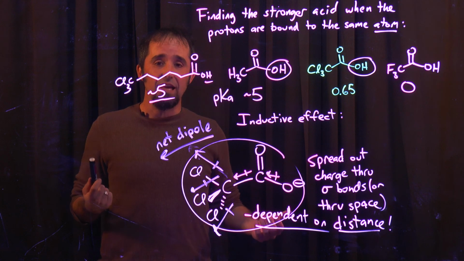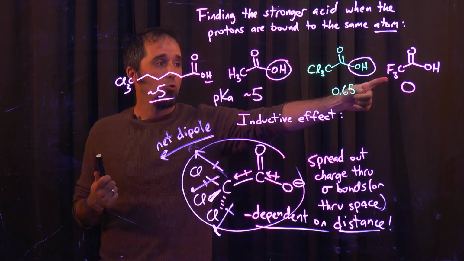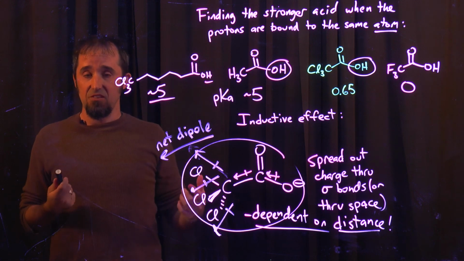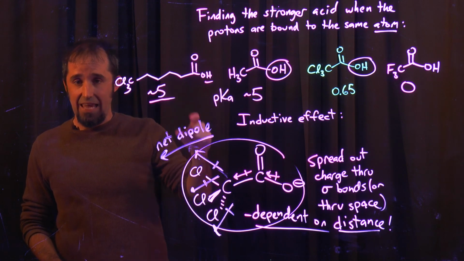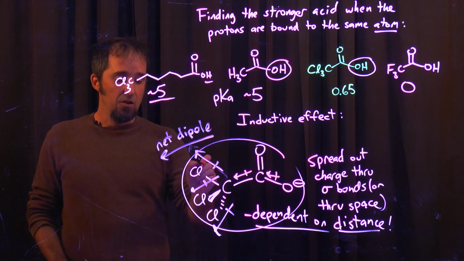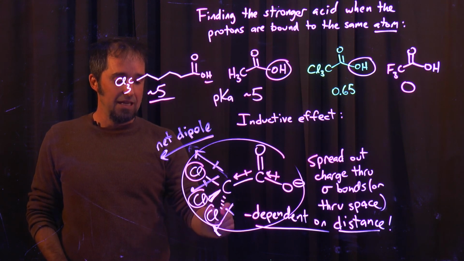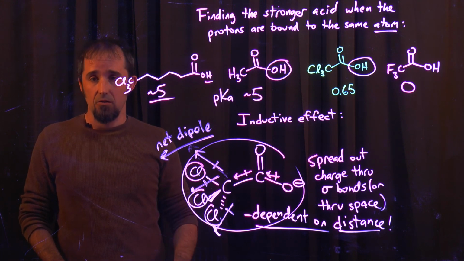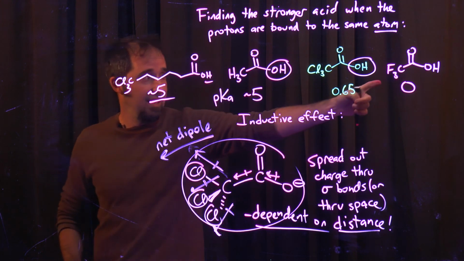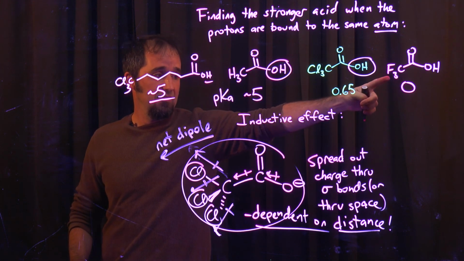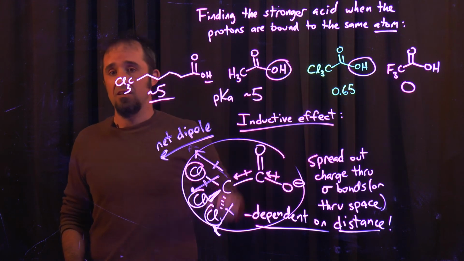And this also explains why fluorine has a greater effect than chlorine. Again, I'm not talking about the difference in strength between the HF and the HCl bond. What I'm talking about is how good are these atoms at pulling electrons toward themselves. And fluorine is better at it than chlorine is. And so that's why fluorine, even though HF is a weaker acid than HCl, has a greater inductive effect than chlorine does.